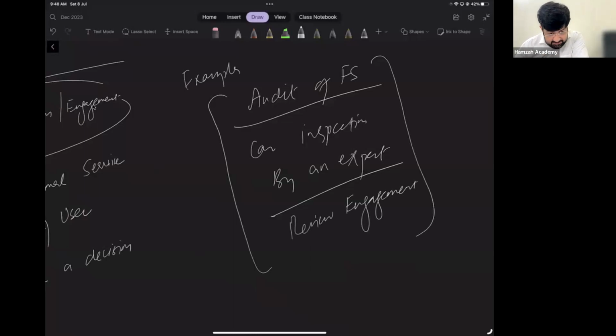In our syllabus, what is examinable in F8? Oh, sorry, audit and assurance. This is examinable. Right. Now, next. So students, the topic is elements of assurance engagement. Next one.